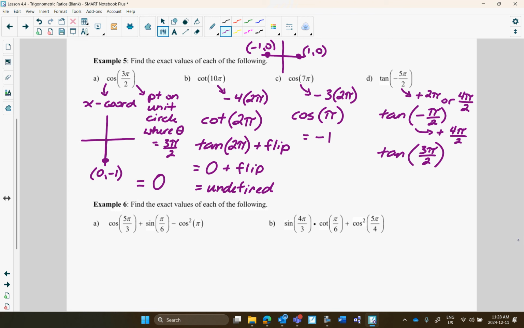Well, 3 pi over 2 is here. It's going to be the y coordinate divided by the x. So it's going to be -1 divided by 0, undefined.